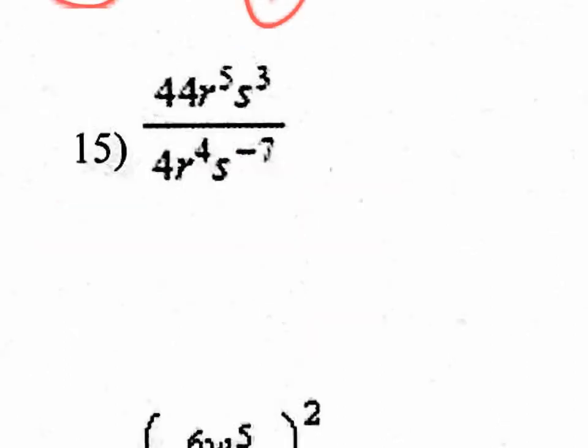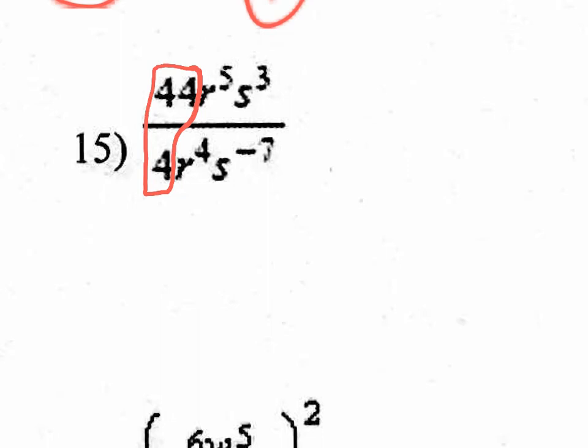Number 15. Again, there's many rules we could apply. Whenever I see a fraction like this that has coefficients on the numerator and the denominator, I like to look at it as if it were a single fraction with just numbers. So if I took a look at 44 over 4, what's 44 over 4? 11, because 44 divided by 4 is 11.